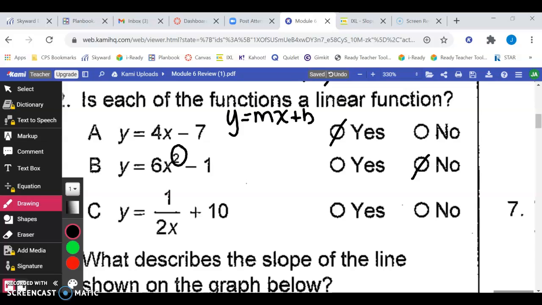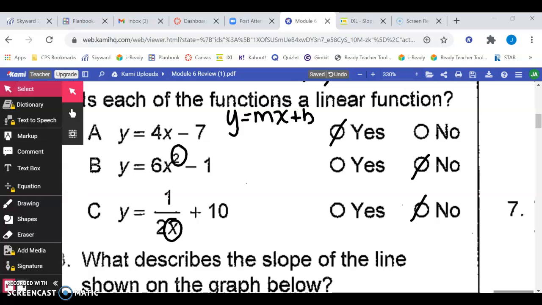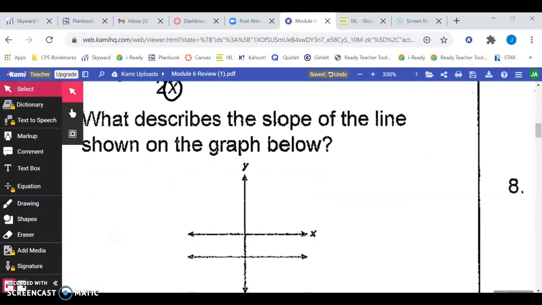And then C is also a no because it has x in the denominator of a fraction. If that said 1/2 times x plus 10, then it would be linear, but it does not. It has the x in the denominator.